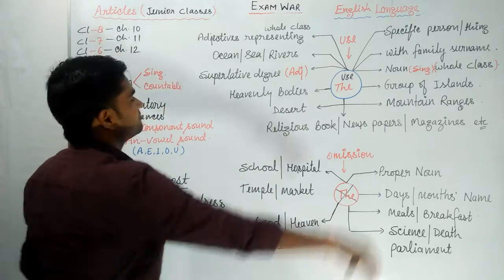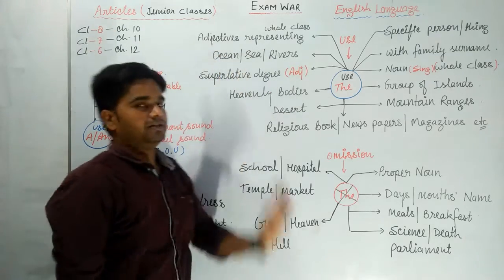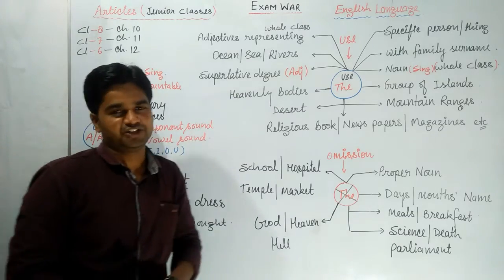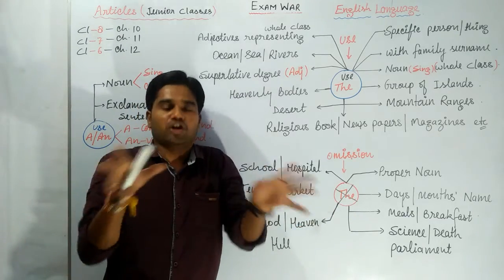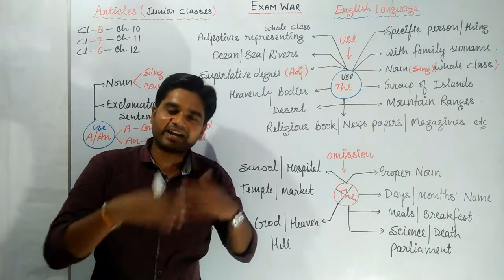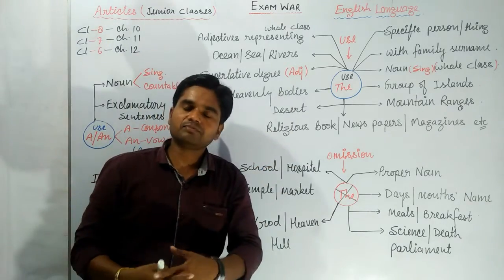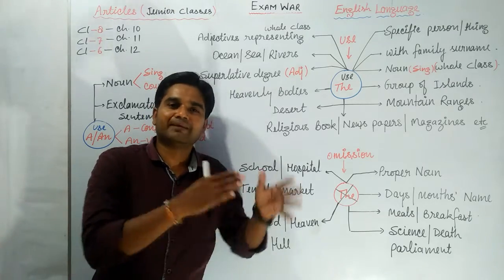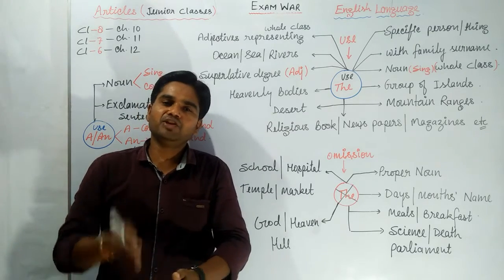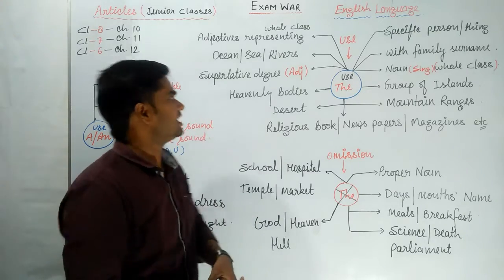So next one, we use article the before ocean, sea and river. Oceans like the Pacific Ocean, the Atlantic Ocean, the Indian Ocean. These are the oceans, big water bodies. Seas like the Arabian Sea, the Red Sea. We use article the before these seas. Rivers, like the Ganga, the Yamuna, the Brahmaputra, the Huang Ho, the Nile. We use article the before these famous rivers. We generally use article the before rivers.